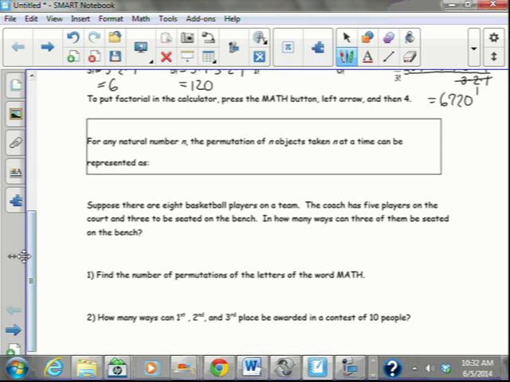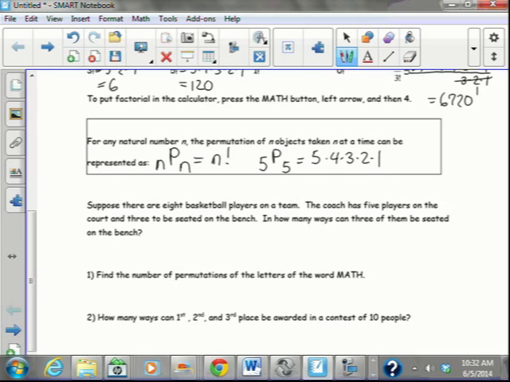You can use that. And then for any natural number n, the permutation of n objects taking n at a time can be represented as nPn. So this is like 10 people in a line. What this comes out to be is n factorial. So for example, 5P5 is going to be 5 times 4 times 3 times 2 times 1.